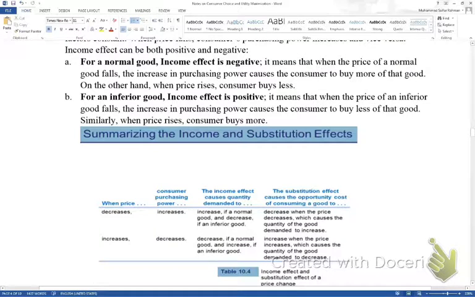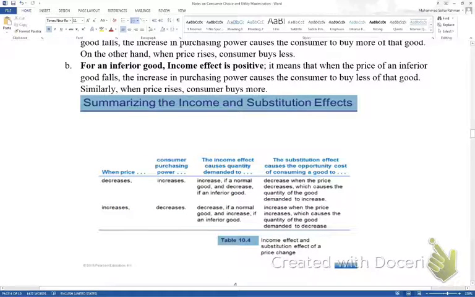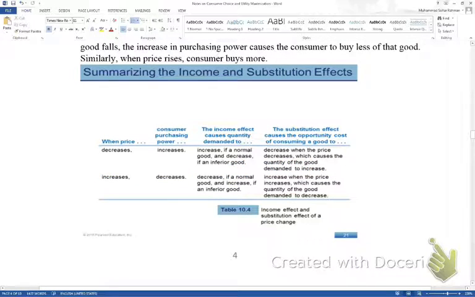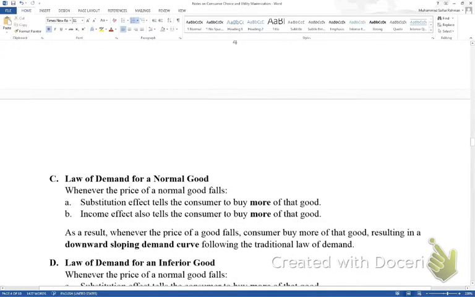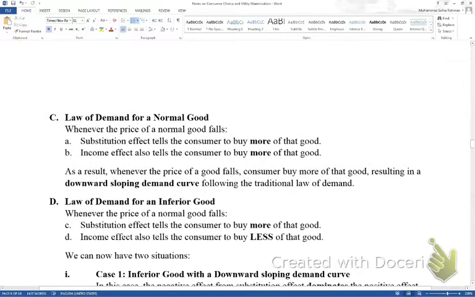Now, in the discussion, I have added a slide where the discussion that I just had is summarized. So please read that on your own. I am now going to define the law of demand for these two very different kinds of goods that I have just talked about, the normal good and the inferior good.